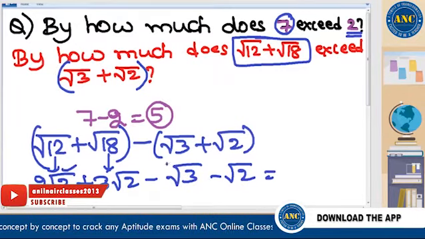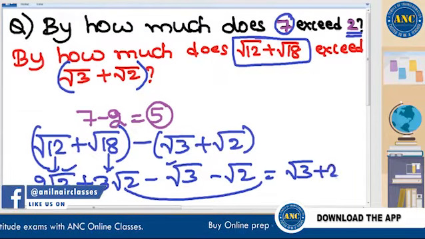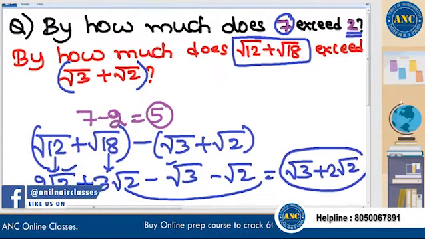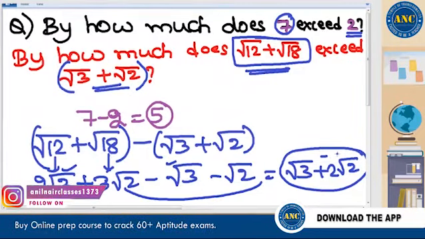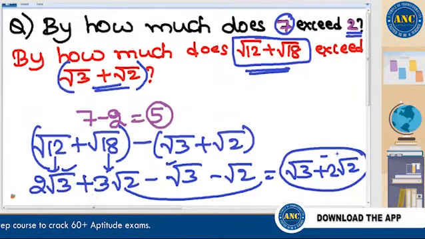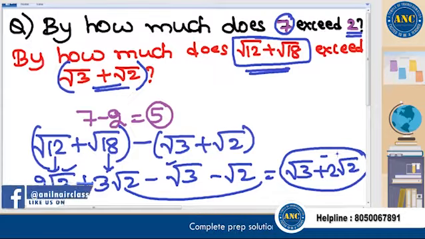2 root 3 minus root 3 is root 3. 3 root 2 minus root 2 is 2 root 2. The answer for this question is: the first term is exceeding the second term by root 3 plus 2 root 2 units.